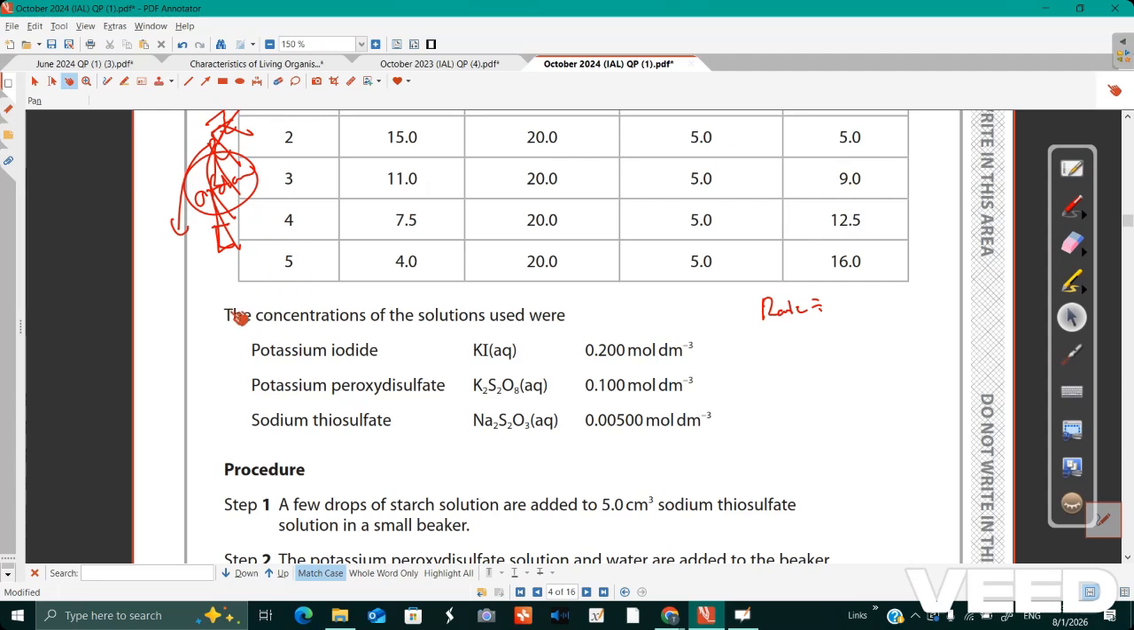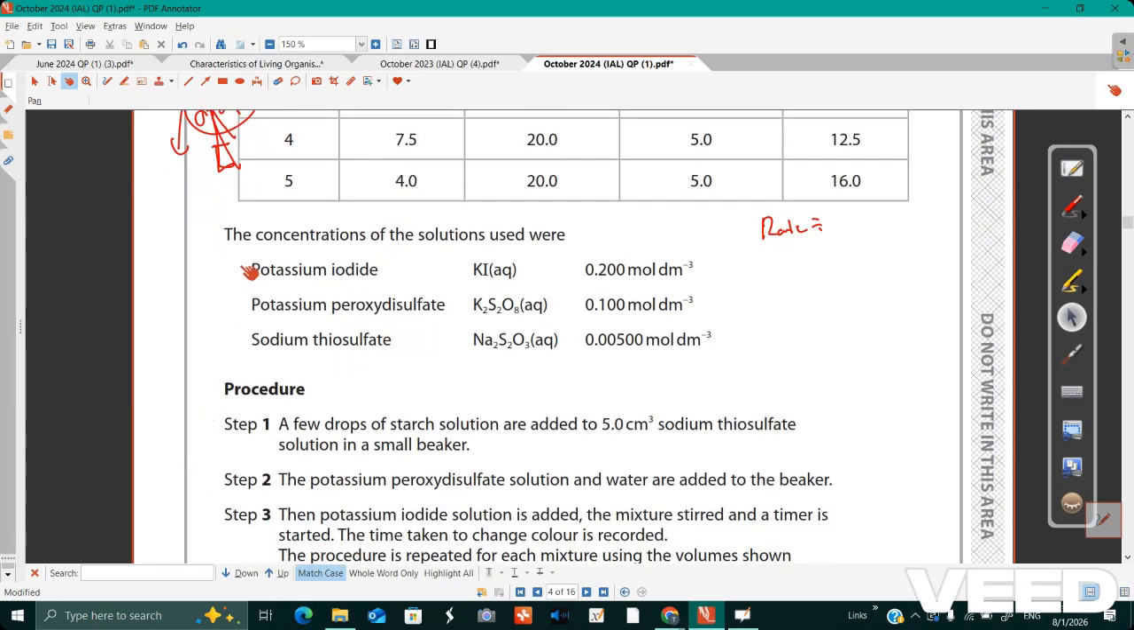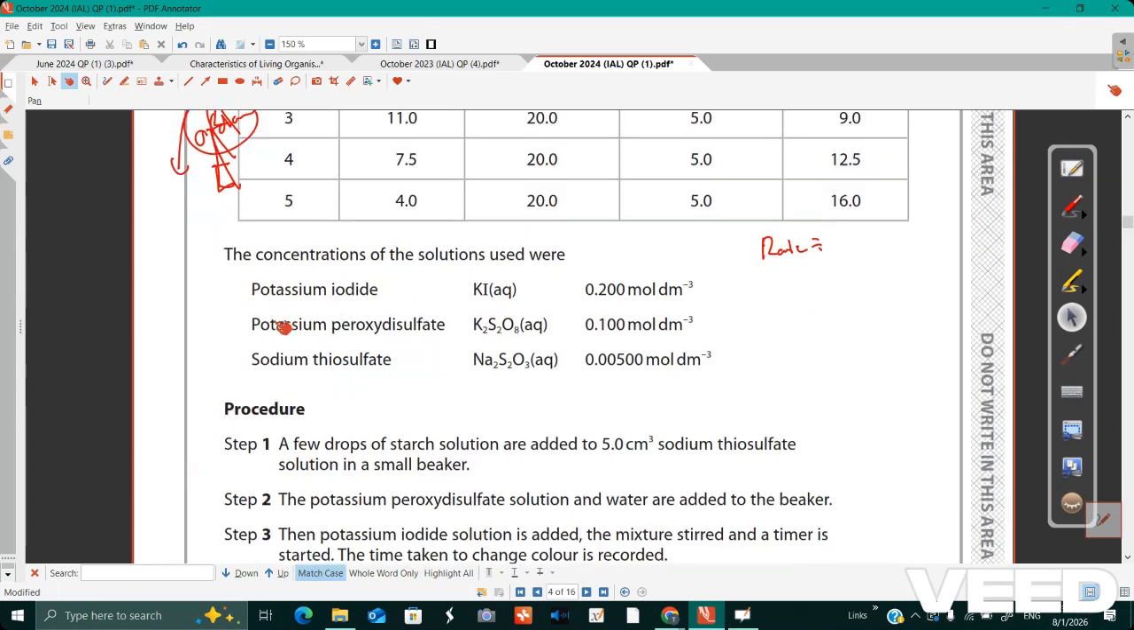This is where you can tell organic chemistry is connecting with physical chemistry. There are branches in chemistry called organic physical chemistry. Anyways, concentrations are given for potassium iodide, potassium peroxydisulfate, and sodium thiosulfate.